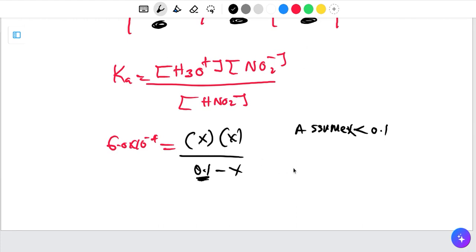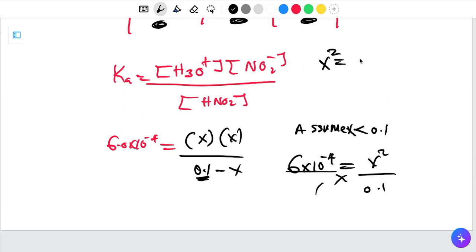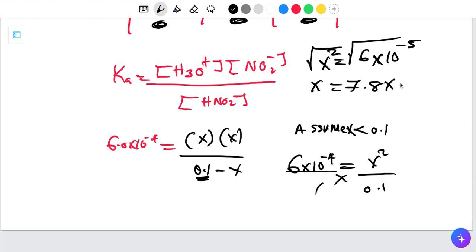So if it is insignificant, we are going to remain with this. If you multiply, that is x squared over 0.1. So if I multiply, what are we going to have? x squared being equal to 6 multiplied by 10 to the power negative 5. Then I need to find the square root here. So x is going to be equal to the root of 6 exponent negative 5. I'm getting 7.8 multiplied by 10 to the power negative 3. So this is the value of x.